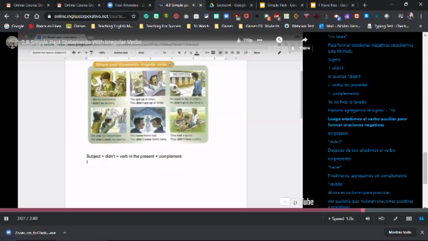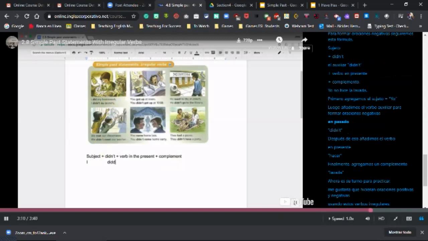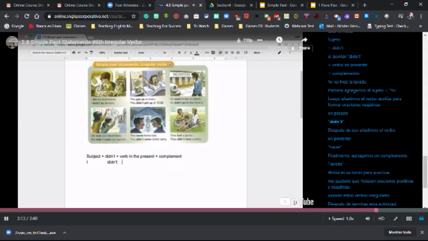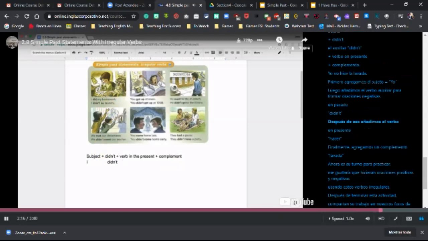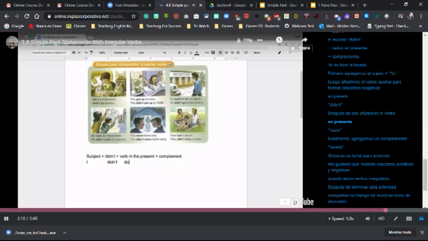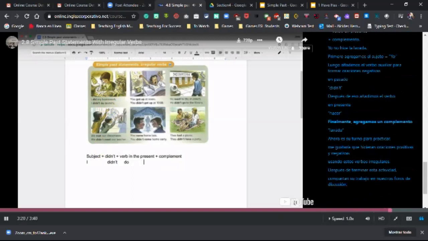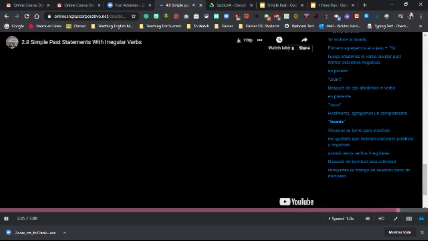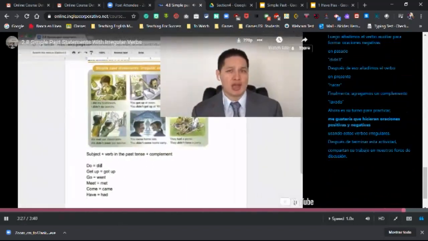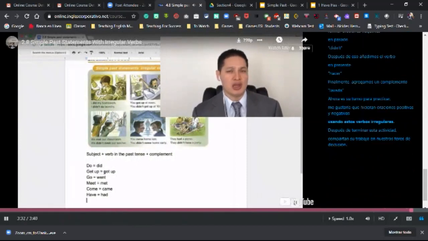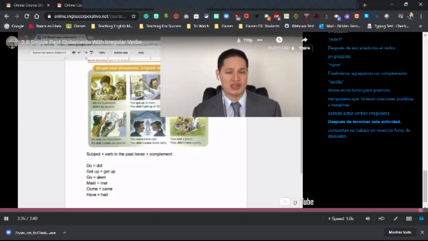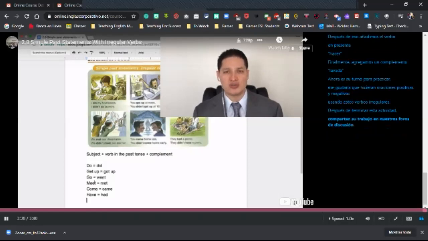Then, we add the auxiliary verb to form negative statements in the past: didn't. After that, we add the verb in the present: do. Finally, we add the complement: laundry. Now, it's your turn to practice. I would like for you to make positive and negative statements using these irregular verbs. After you finish this activity, share your work in our discussion forums.